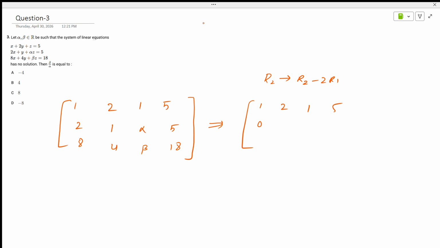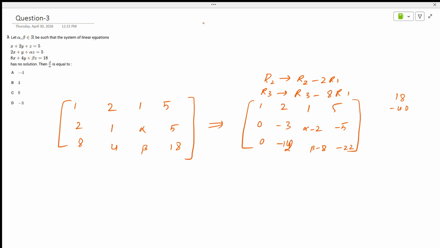And 1 minus 4 is minus 3. And then alpha minus 2. 5 minus 10 is minus 5. Then 8 minus 8. So let's convert R3 to R3 minus 8R1. So you get 0. Then 4 minus 16, which is minus 12, beta minus 8, and then 18 minus 14, which is equal to minus 22.